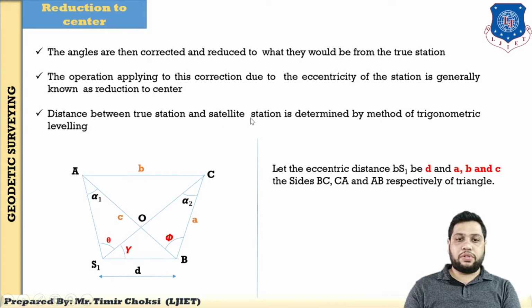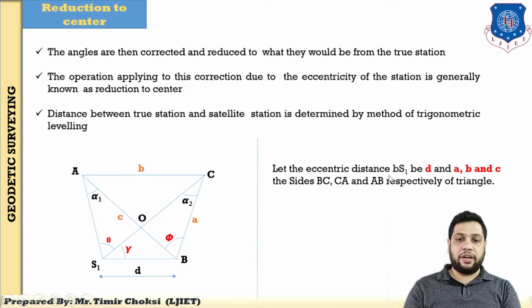The distance between the true station and the satellite station is determined by the method of trigonometric leveling. This is the satellite distance B to S1. B is the true station and S1 is the satellite station. The distance between the true station and satellite station is the satellite distance, found by the trigonometric leveling method. I have already explained this in the trigonometric leveling session. Here the distance between A and C I have considered as B, the distance between B and C as small a, and A to B as small c.